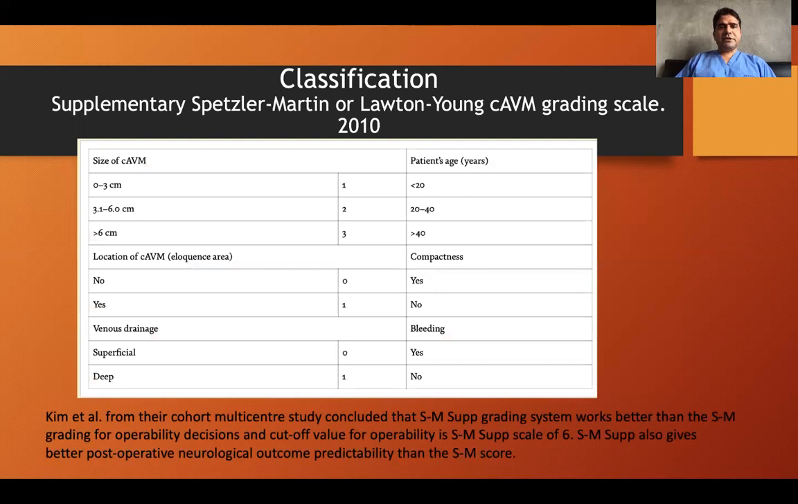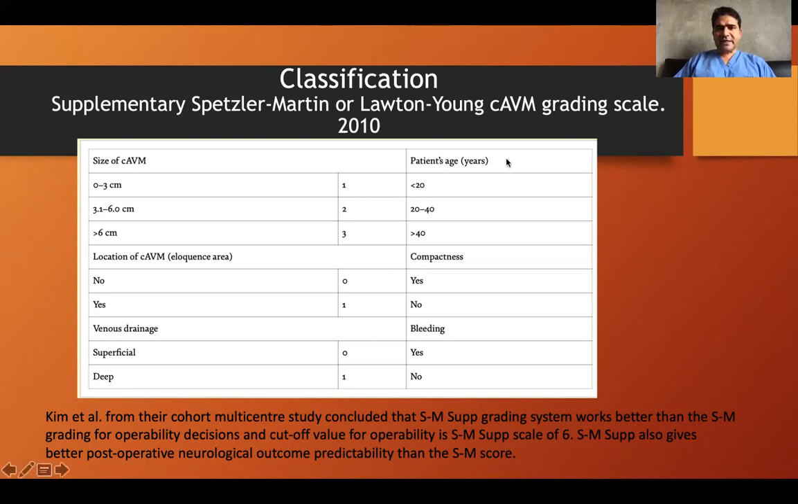And in 2010, again, there is a modification of this Spetzler-Martin grading by Lawton and Young, which is also known as Spetzler-Martin supplementary grading. This grading has been developed and validated to predict neurological outcome and refine patient selection. In the system, points in the following categories are added to the Spetzler-Martin grading. You see the three criteria which were added.